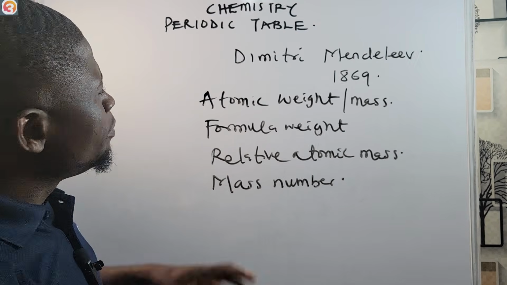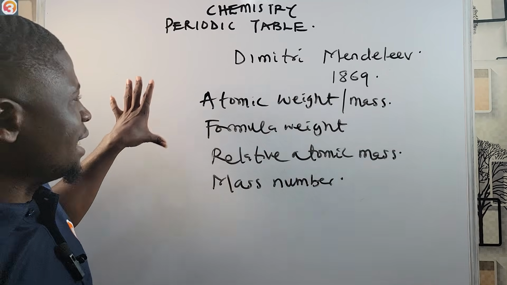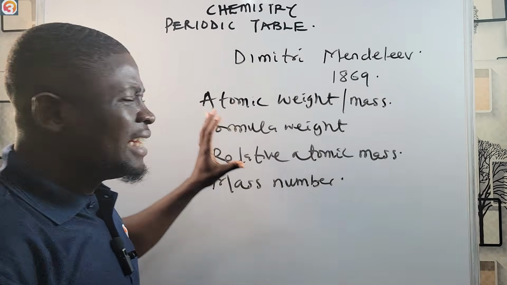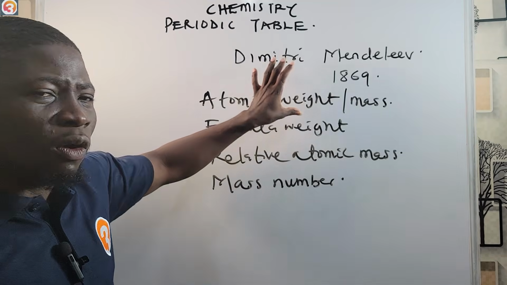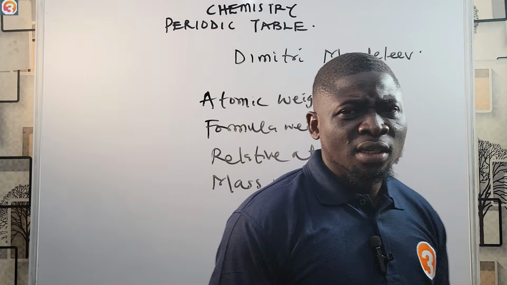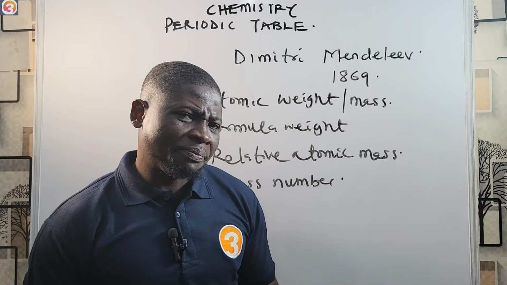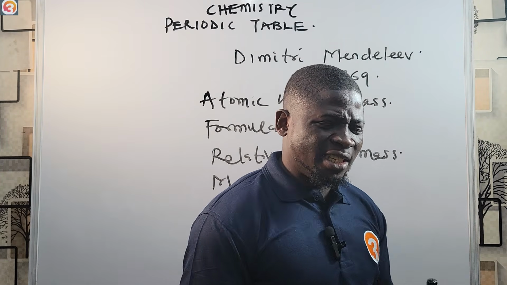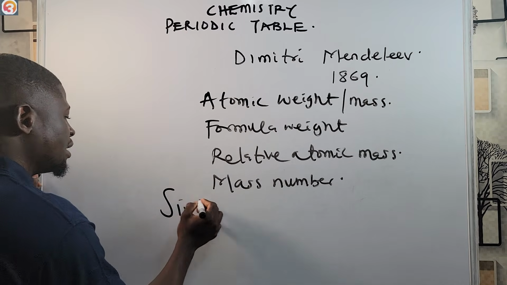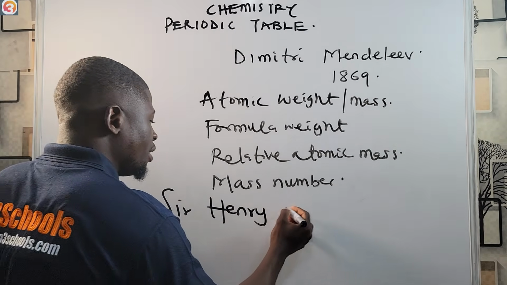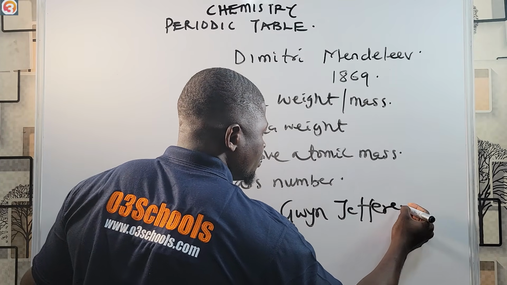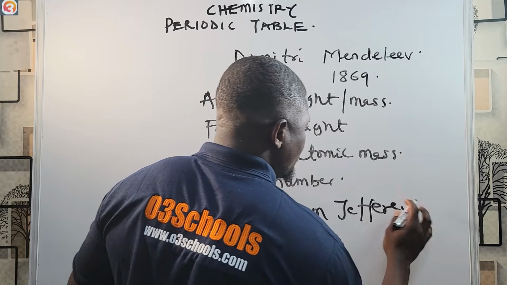All right. So the problem with Mendeleev's periodic table was that he had arranged the elements in the periodic table in the increasing order of their atomic weight or mass, their formula weight, relative atomic mass, or their mass number. So this seemed to be a problem. But this had to be revised by another man called Sir Henry Gwyn Jeffrey Moseley.